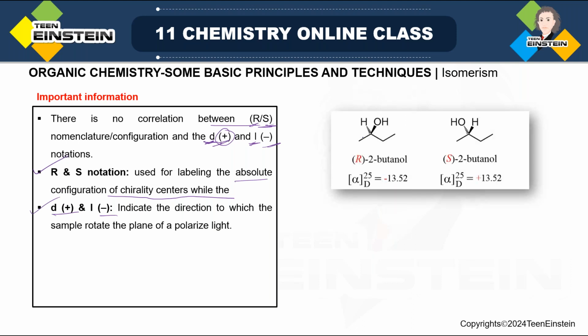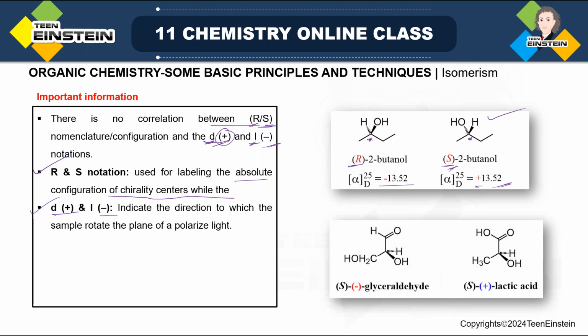Look at this example. This molecule, 2-butanol, has two forms that are enantiomers of each other. Here one form is mentioned as R, another one is S. How to do it, we will discuss that. But look at the value of this specific rotation. It is negative 13.52 for one and positive for the other. This enantiomer is rotating clockwise, but the first enantiomer is rotating in the negative direction. So here S is rotating towards the plus sign, clockwise, and the R enantiomer is rotating anti-clockwise.